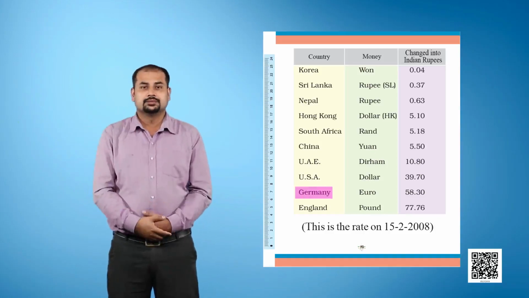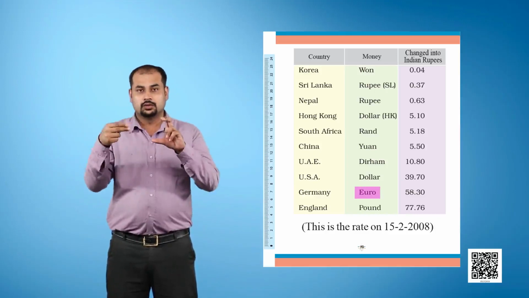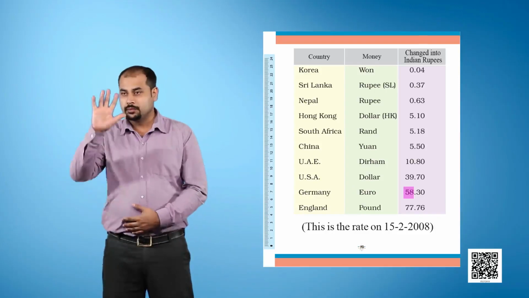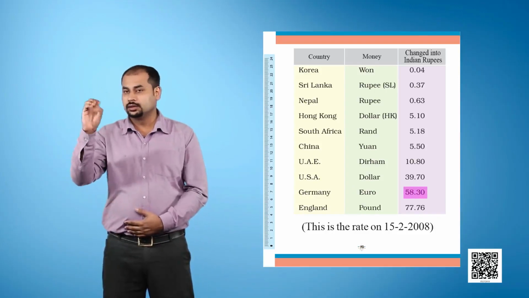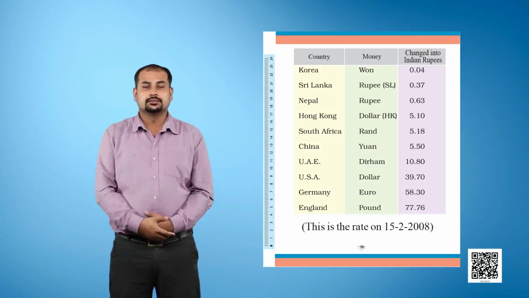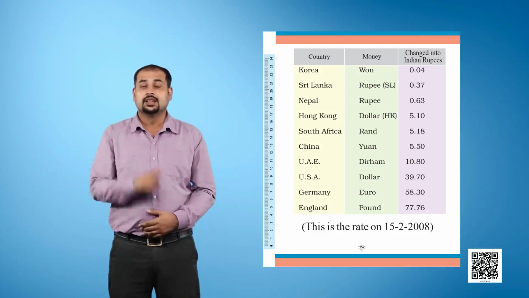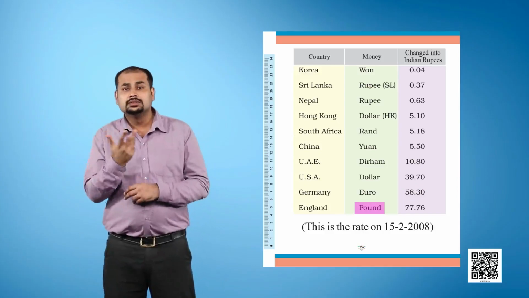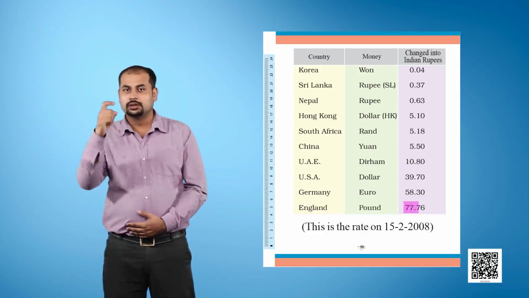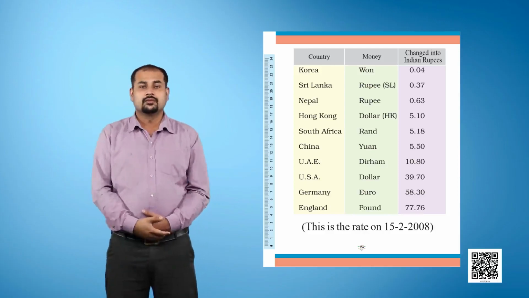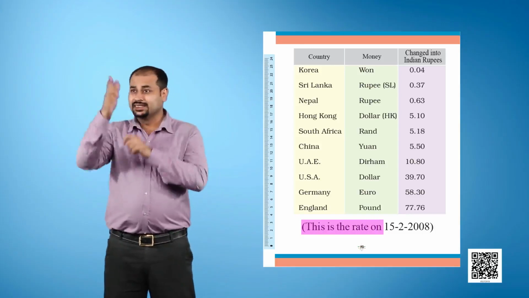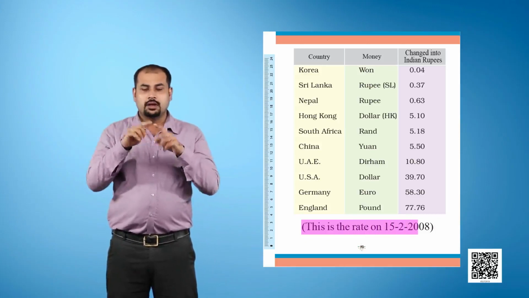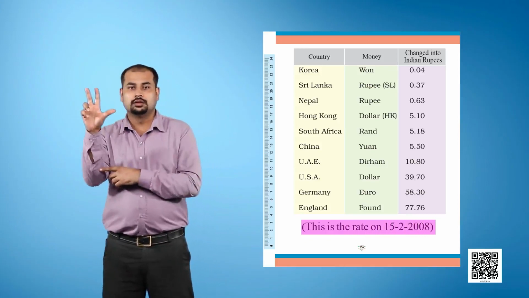Germany. Euro. 58.30. England. Pound. 77.76. This is the rate on 15th February 2008.